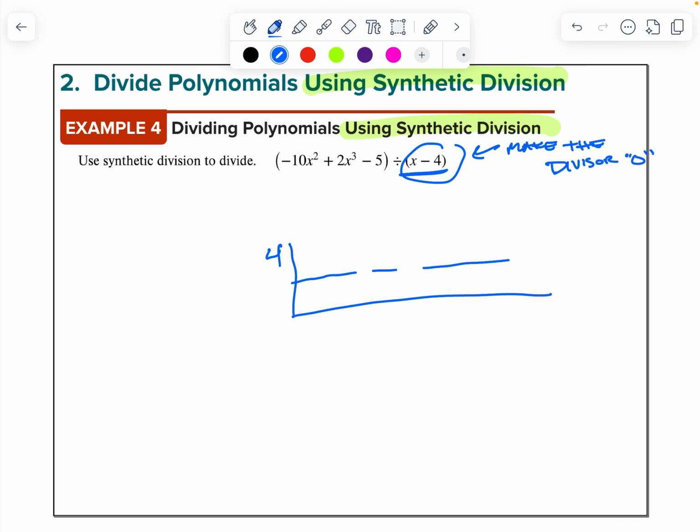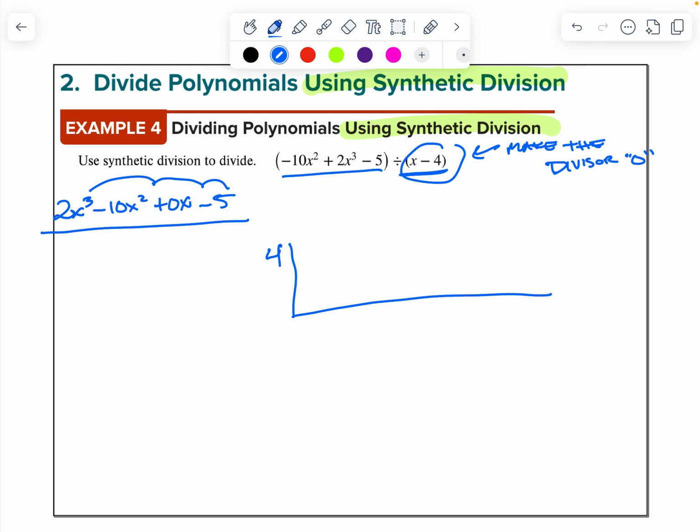Next, the items that go in this top row are going to be just the coefficients of your dividend. And it does need to be in descending order. So I'm going to rewrite it real quick as 2x to the third minus 10x squared. Again, I'm missing the x term, so 0x minus 5. Any of the terms that you're missing, if we want it descending, 3, 2, 1, none, any of those terms that are missing, you need to fill them in with a 0. Now, only the coefficients go in the box. So 2, negative 10, 0, negative 5.